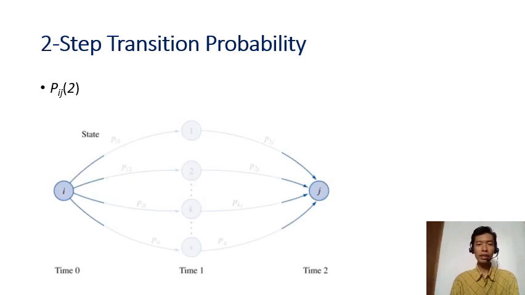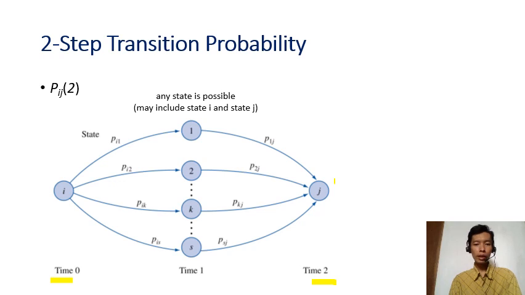Let's start by looking at a two-step transition probability. It means that we are going to look at the transition in two steps of time or two periods. So let's say we're interested in Pij(2). This means that we're interested to know what is the probability that now at time 0 we are in state I, and then at time 2 we are at state J.